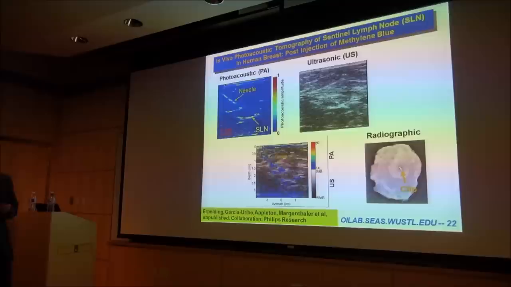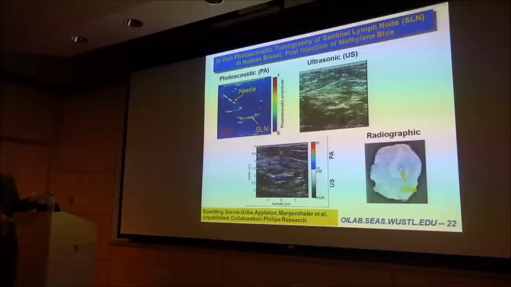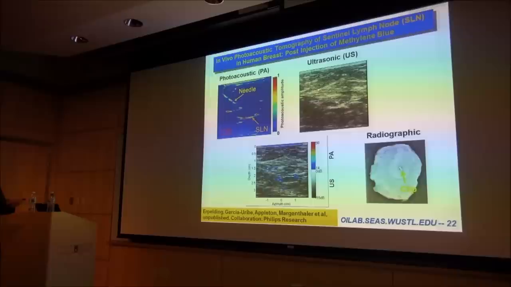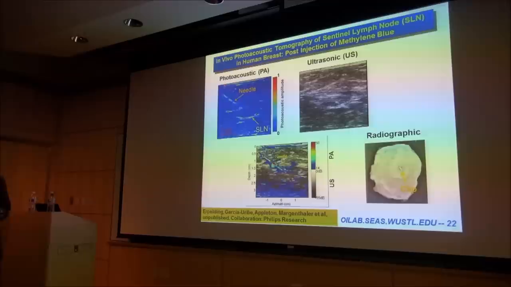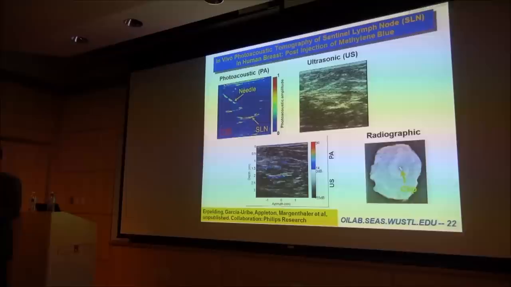For comparison, you can see this needle track in the ultrasound image as well. The contrast from photoacoustic tomography is a lot higher than the ultrasound, because the ultrasound signal propagates primarily in the forward direction. The local signal is diffusely reflected, unless you roughen the surface, which can help you to increase the scattered ultrasound signal.